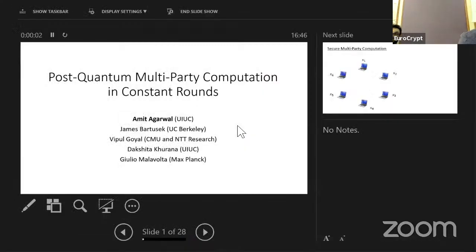Okay, so the next talk will be by Amit Agarwal, and it will be on post-quantum secure multi-party computation in constant rounds.